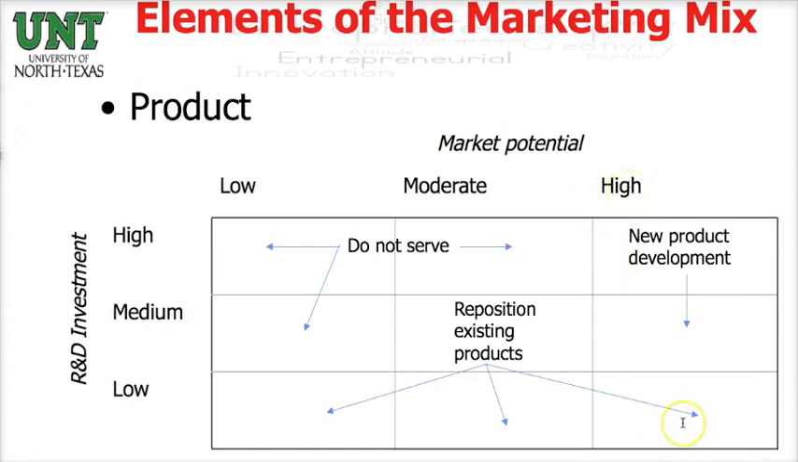That's the best spot to be in because it doesn't require you to spend as much money, but you get to reap all the benefits, right? If it's still a high market potential and you have to spend a lot of money, what you do is come up with new products, right? That's the best thing to do. If you don't have to spend a lot on R&D, you get away with just taking an existing product, repositioning it, slapping some new paint on it, and customers are going to buy it, right? Because they don't demand a lot of R&D investment.